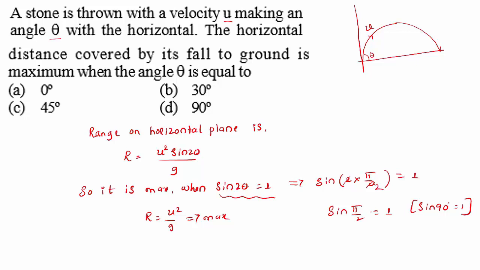So I can take sine pi by 4 here. 2 and 2 will get cancelled. So what in place of theta did we substitute here? Pi by 4. So theta equal to pi by 4. That means range on horizontal plane is maximum when theta equal to pi divided by 4. Pi by 4 means how much here? 45 degree. That is option C.